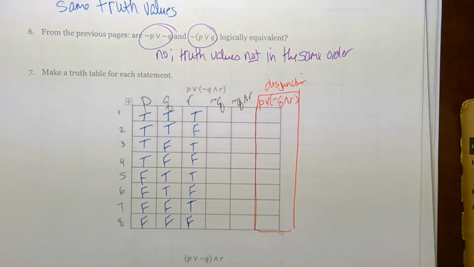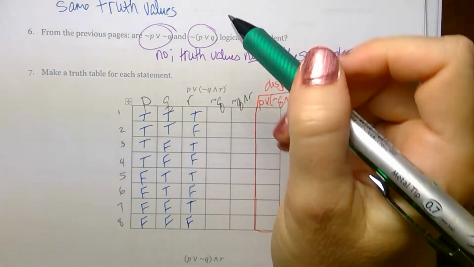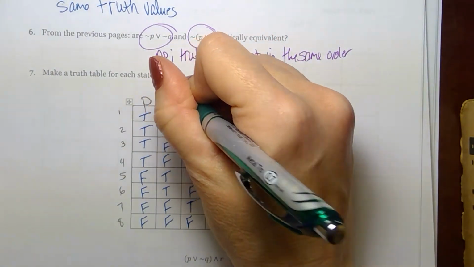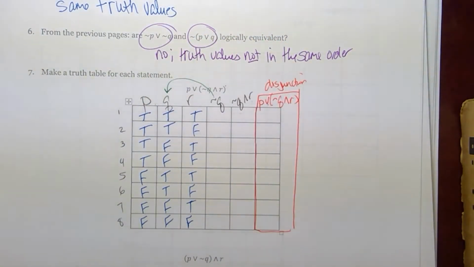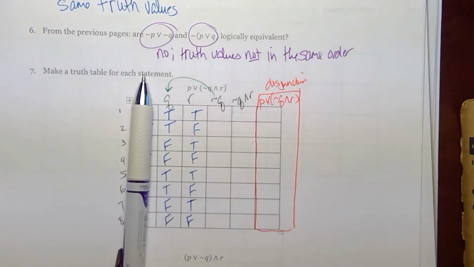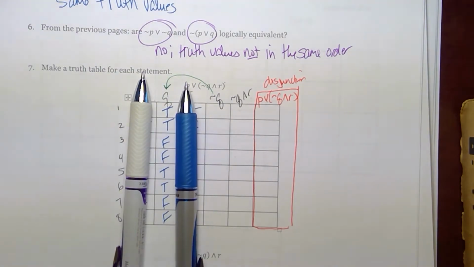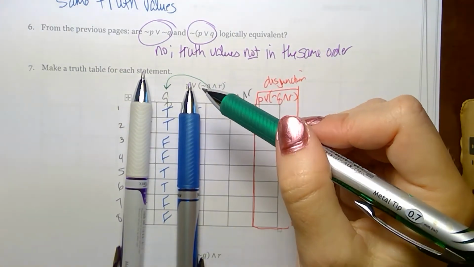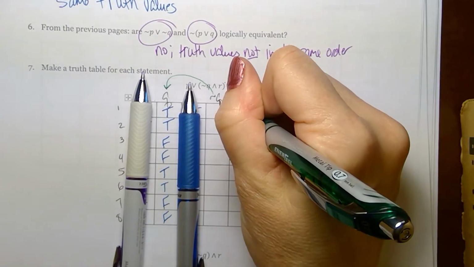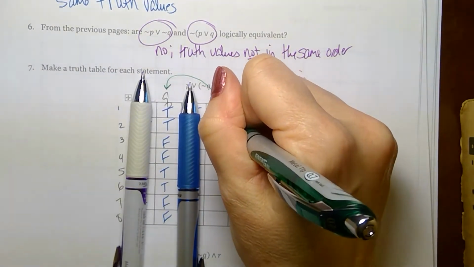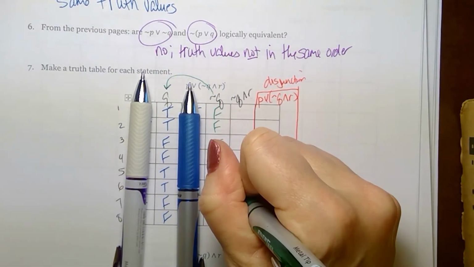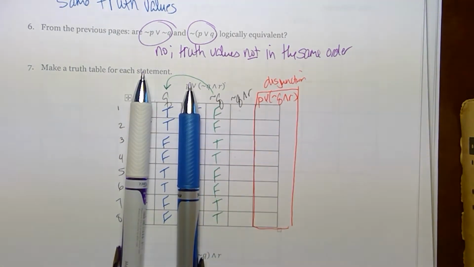Okay, next we need to figure out not Q. Well, to do not Q, I just have to look back and negate that Q column. That's the only column I need to look at. So I'm going to cover up my other columns so they don't distract me. And I'm going to negate the Q column. Well, the Q column goes 2 by 2 starting with true. So not Q will go 2 by 2 starting with false. That's the negation of Q.